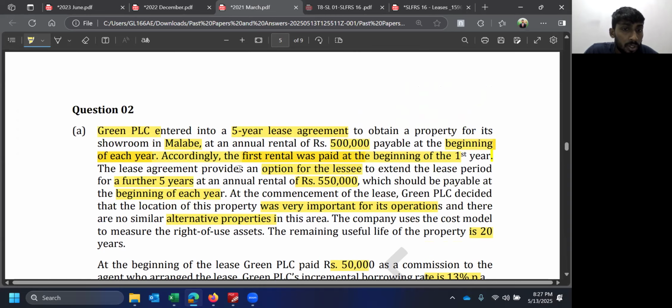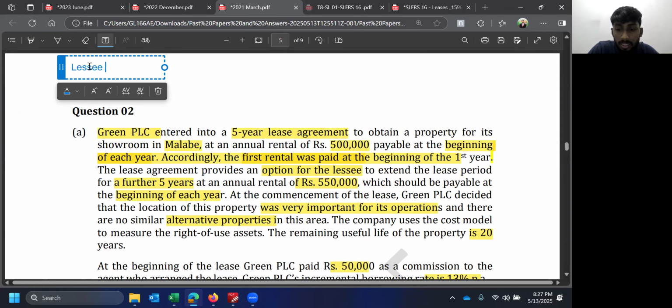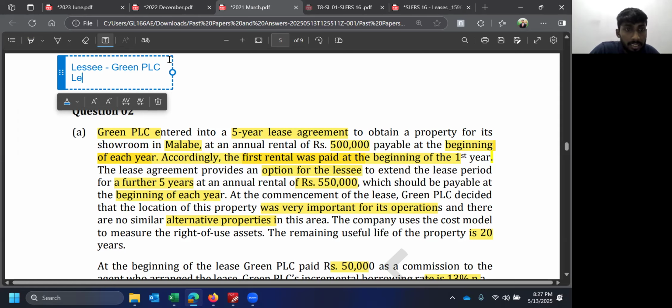Okay. So tell me, who is the lessee here? Green PLC. Exactly. Lessee is Green PLC. Okay. Then lease term? 5 years or 10 years? 10 years. Yes, exactly. It should be 10 years.